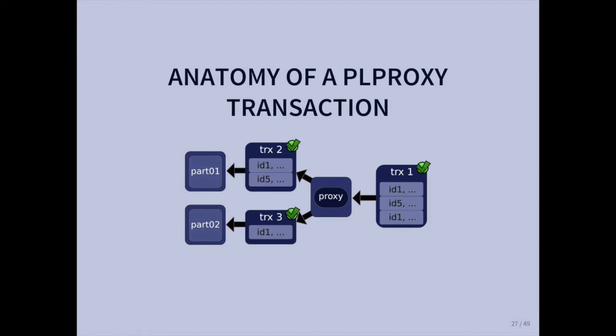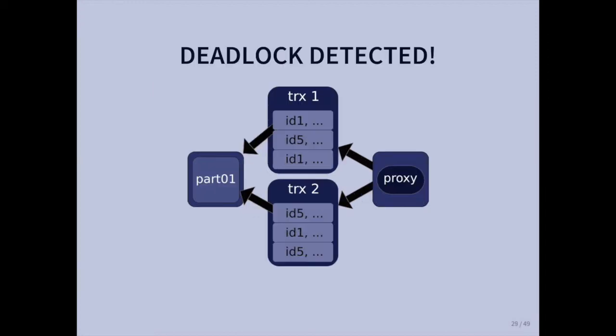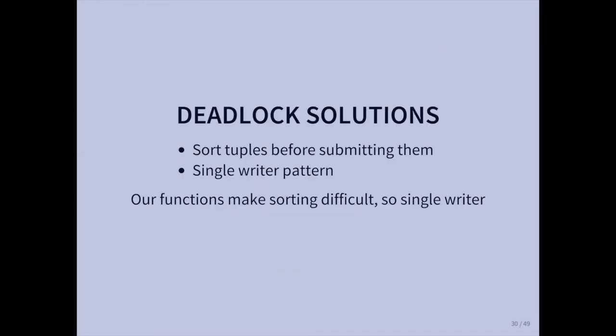And so, for example, because of the way we're doing splits, and we don't have any sorted data in our batches, it's very possible to get deadlocks, where transaction 1 is holding a row that transaction 2 needs, and transaction 2 is holding a row that transaction 1 needs on the same partition. You will get a deadlock, and you will have a bad time. So basically, you can sort the tuples before you submit them, which seemed arduous. So we instead opted to work with a single writer pattern for the purposes of testing.